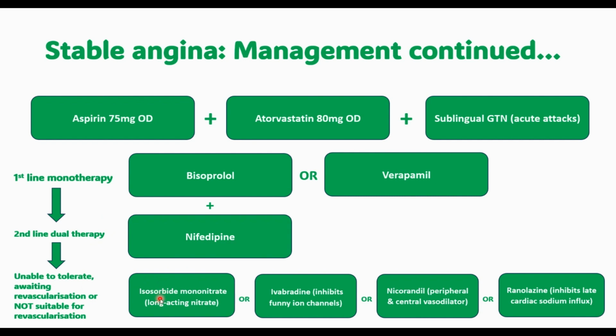So we can look at other medications such as isosorbide mononitrate, which is a long-acting nitrate. So GTN spray was a short-acting nitrate. Isosorbide mononitrate is a long-acting one. Okay.